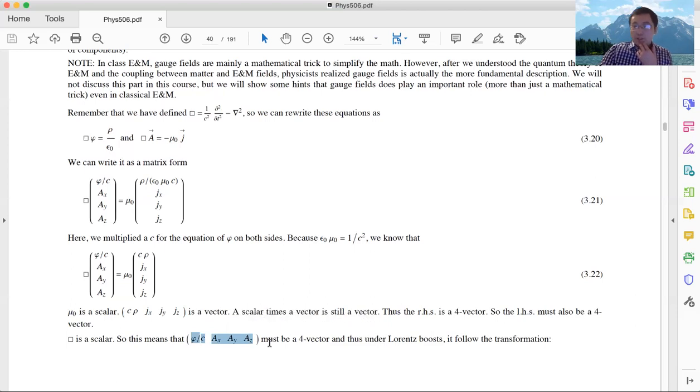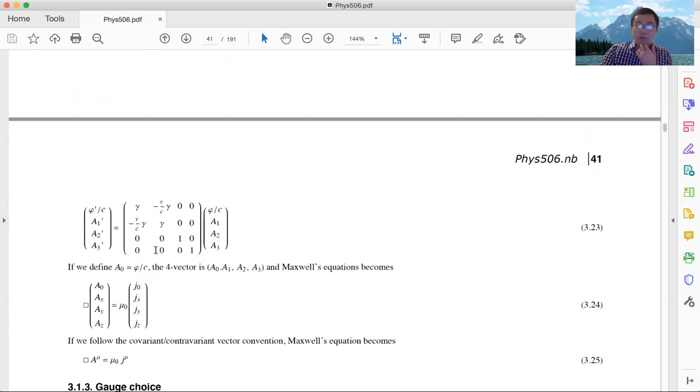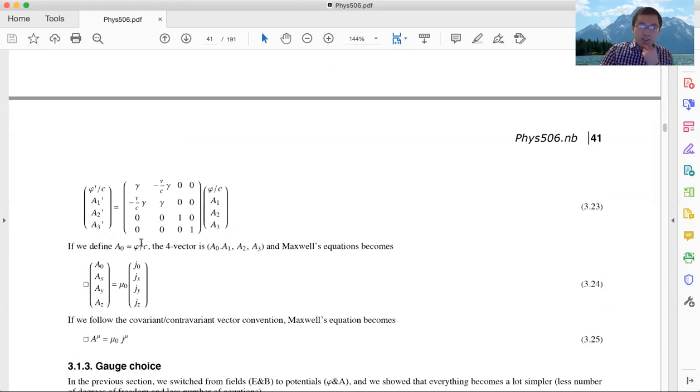If these 4 objects are a 4D vector, then immediately we know the Lorentz boost of phi and A, because the 4D vector under Lorentz transformation transforms exactly the same as coordinates. So this is the Lorentz transformation for time, x, y, z. So the scalar and the vector potential must follow exactly the same transformation.